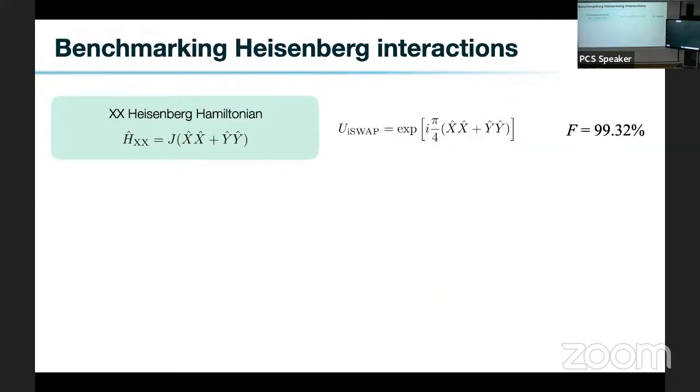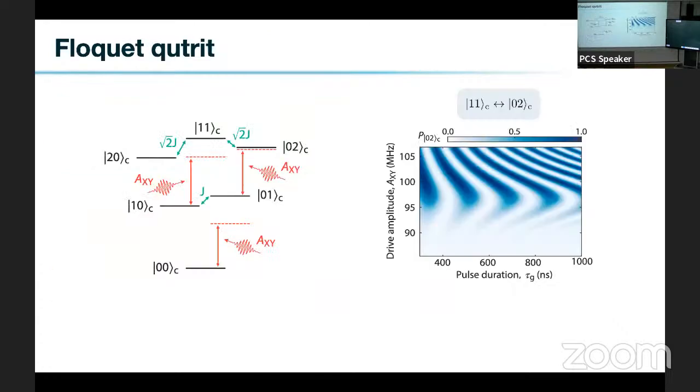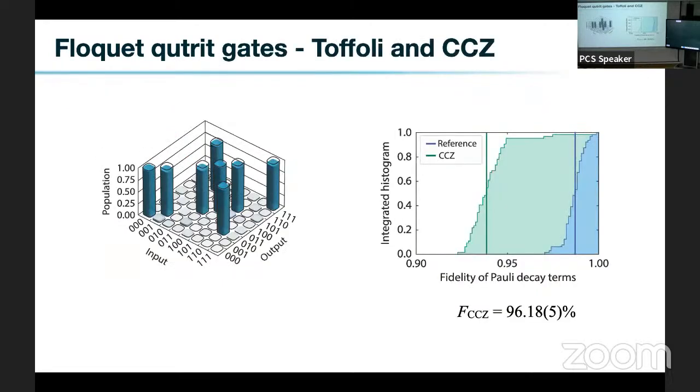So I experimentally implemented various Heisenberg Hamiltonians with different anisotropy. The first is the XX Heisenberg Hamiltonian, but there is no way to directly benchmark the Hamiltonian. Instead, I made a representative quantum gate, and using the standard technique to benchmark the quantum gate, I can obtain this fidelity. I do the same thing for the Ising Hamiltonian and the isotropic Hamiltonian, and these also give high fidelity. I also extend my work to higher energy levels, and it also gives a good result.